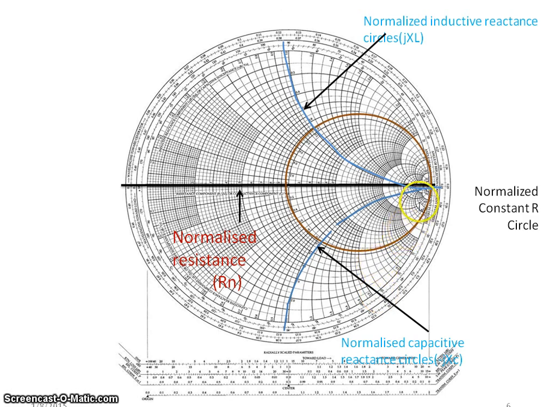These circles, which are concentric at this point, are called normalized constant resistance circles, constant R circles, and the value of resistance for a circle is where it cuts the black line. So in this case, this point is R equal to 1, so this circle corresponds to the R equal to 1 circle. These two points are called the short circuit point and open circuit point, because here the impedance value is 0, whereas here the impedance value is infinity.